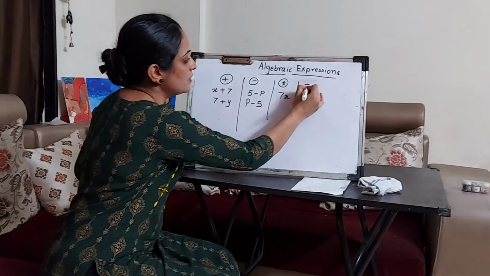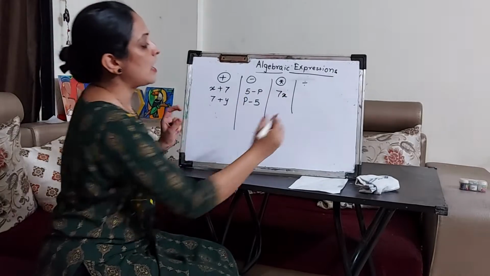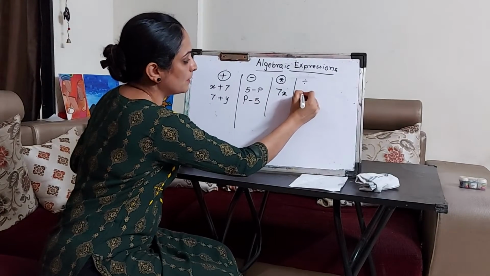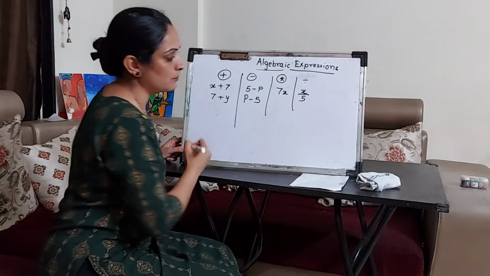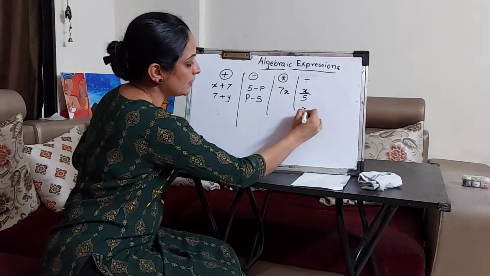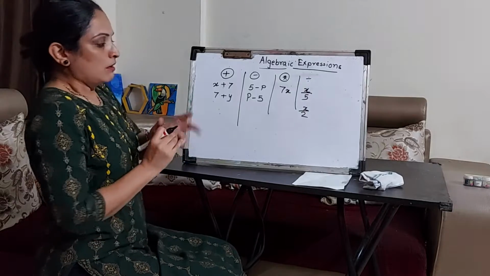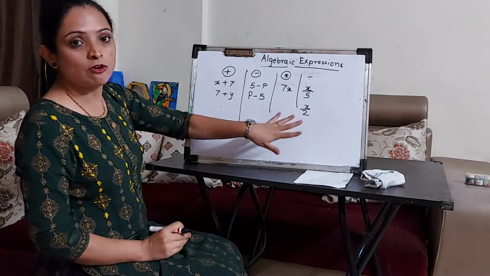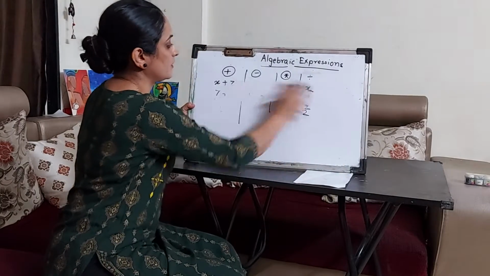Then what about division? Here it may ask like this, for example, 1/5 of a number, or a number divided by 2. So we have seen different forms of an expression.